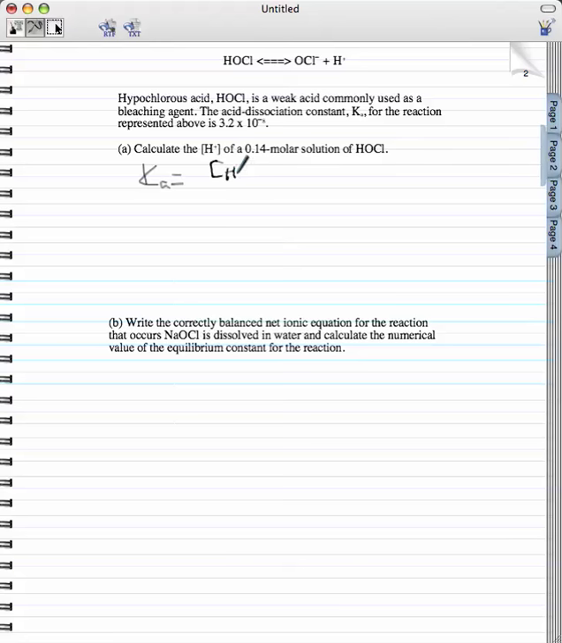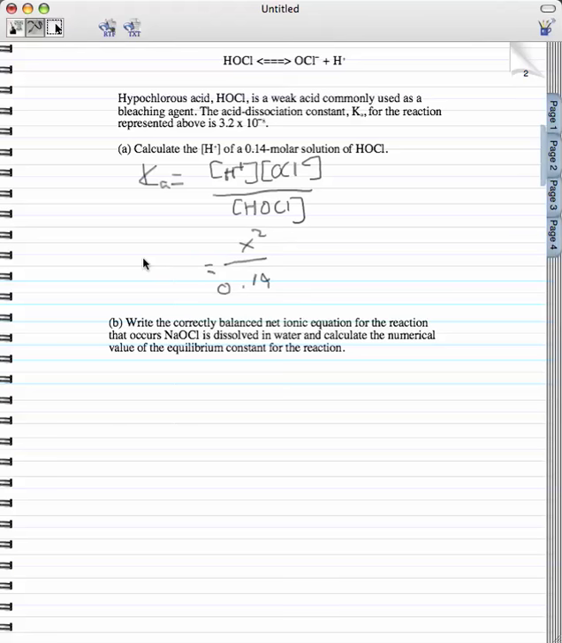So we have H plus, OCl minus over HOCl. Okay, and at this point, I'm assuming you can do ICE if we're talking about just the concentration here. So remember, this would be 0.14 minus x, but the x is negligible. Each of these will be plus x, so it'll come out to x squared over our 0.14.